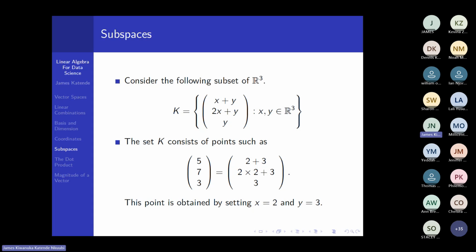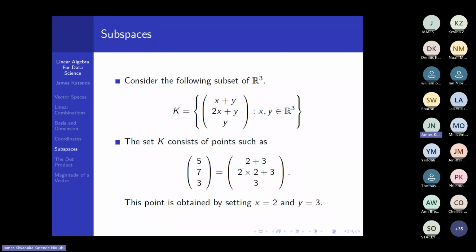So here we go again. Now we consider a second subset of R3. We call it K. So it's made up of points that look like this. Given any two numbers, this should be X, Y in R, not R3 here. These X and Y are supposed to be real numbers. They are not vectors. So the first coordinate should be the sum of X and Y. The second coordinate should be 2X plus Y, and the third coordinate should be just Y.